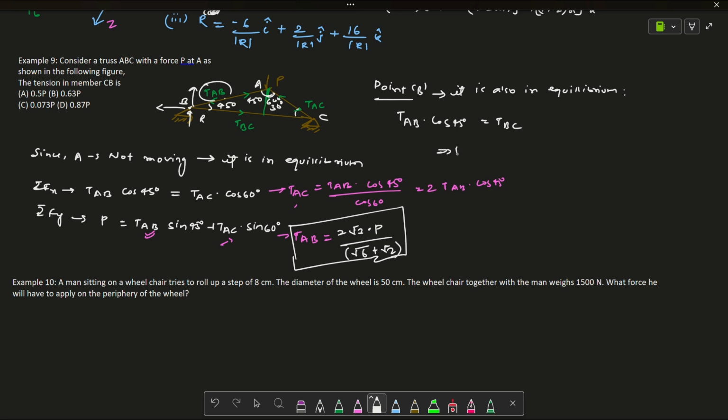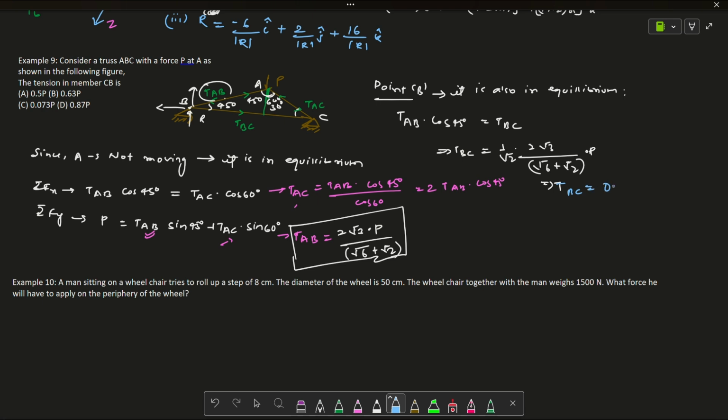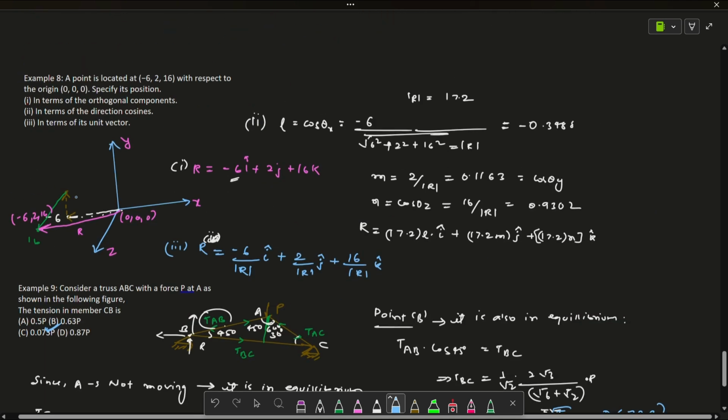TBC directly here. So TBC will be equal to cos 45 degrees, 1/2 into 2 into root 3 divided by root 6 plus root 2, into P. The overall value we will get is TBC equal to 0.633 P. So the answer would be 0.633 P, option B. I hope this question is also clear to you.